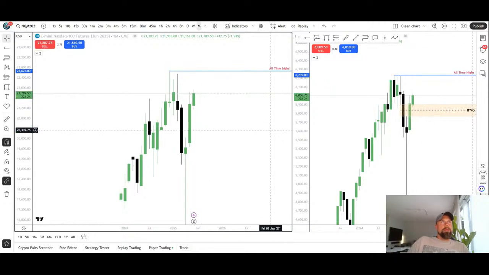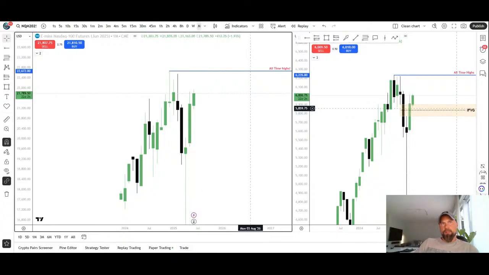As we can see on ES, we have made a fair value gap here that I am drawing out in time. Now we can see that we have used that as an inversion fair value gap for higher prices. So the direction is up for the monthly chart.